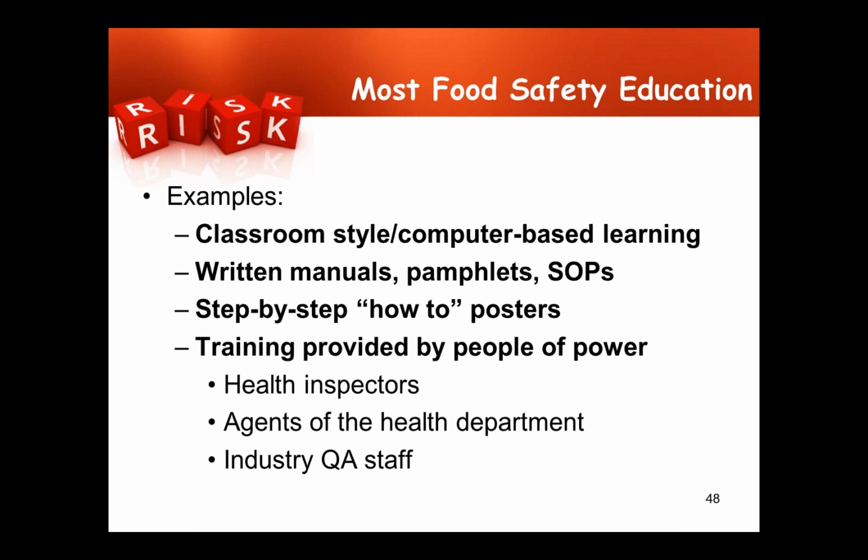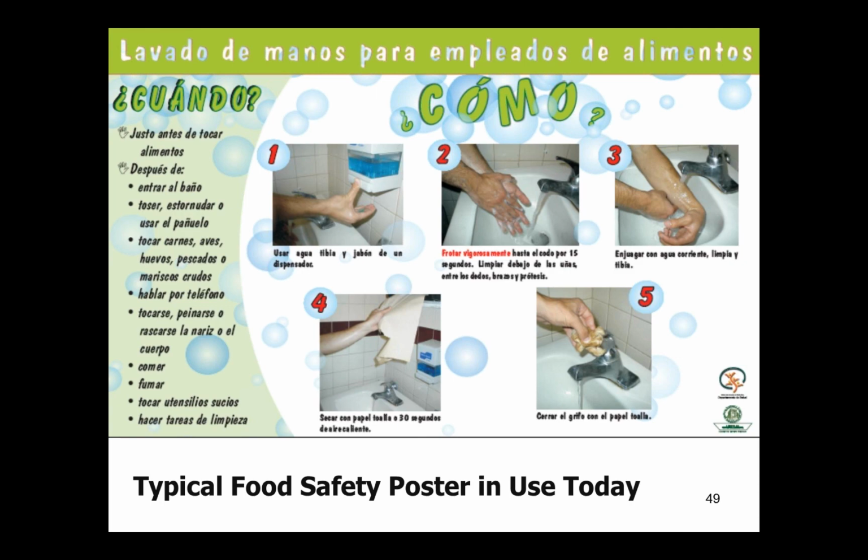And if they do, it's too technical, and it's just not motivating. It's charts and graph stuff. We do classroom computer-based training for food handler cards, pamphlets, those kinds of things, how-to posters, and again, that people of power are the ones telling them to do it. So here's an example to take a look at. It's in Spanish. I'm not fluent in Spanish, but it doesn't matter. But you think about those characteristics. These are the kind of thing you might see.